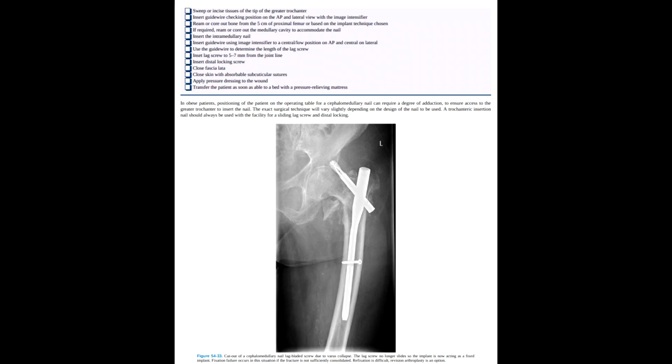The wound is closed in layers with absorbable sutures for fascia and subcutaneous tissues. A sterile dressing is applied, and the patient is transferred to a bed with a pressure-relieving mattress.